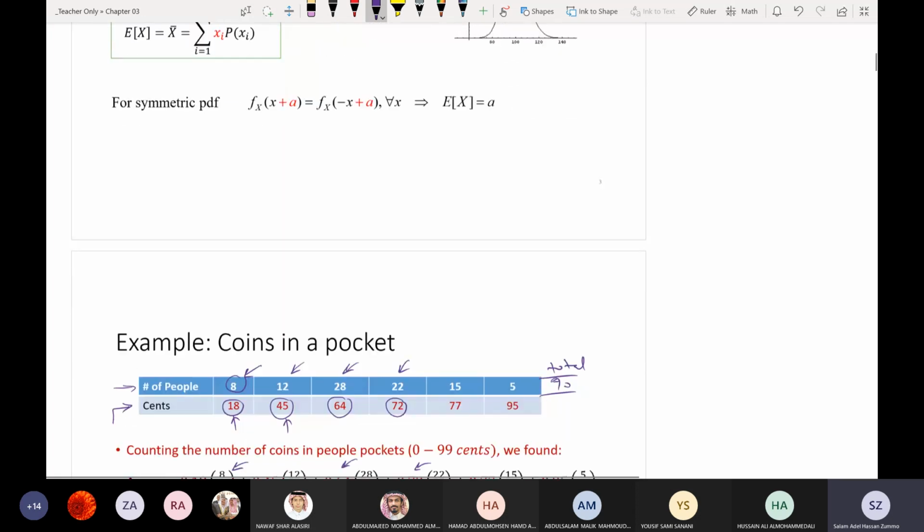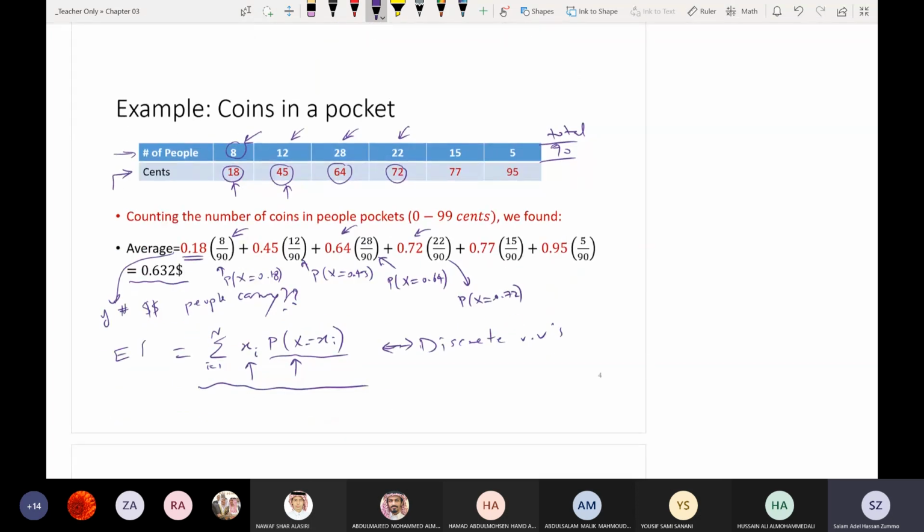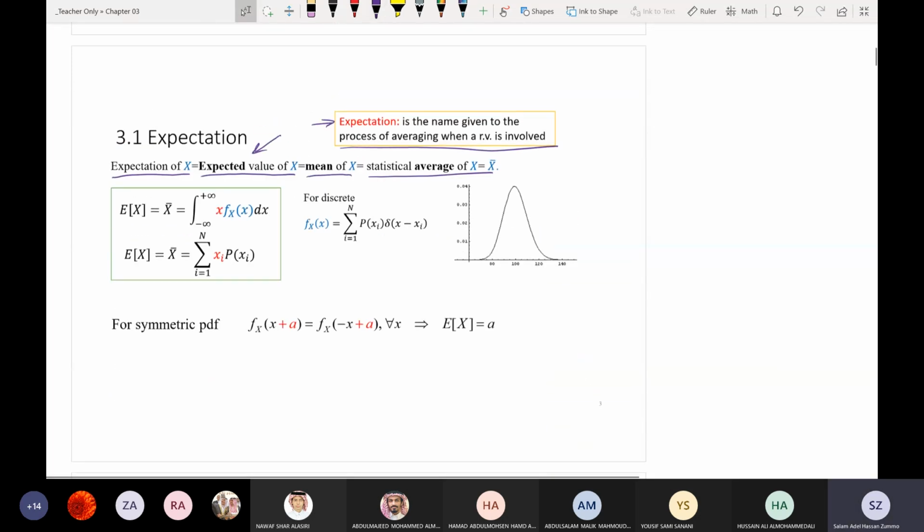So what we did here eventually is we calculated what we call the expected value of x. So we averaged out using the statistical properties of x. This is the average of x, or this is the expected value of x. Now this operation here is called the expectation operator.